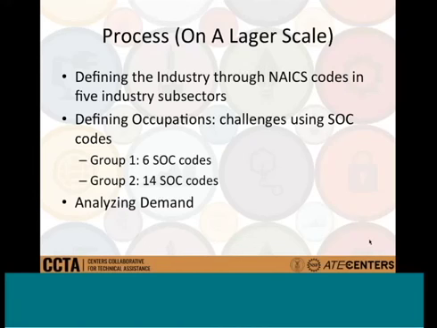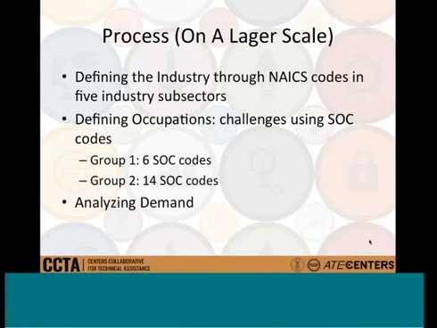Okay, they got their 5 sectors. Next, what are the occupations? Well, he told me, look, these SOC codes, they can be challenging. He says they don't always represent what's out there. He says, I'm sorry, Mike, they just don't. But they did the best they could. They chose 2 groups. They said, let's do this, 6 groups here, 14 groups there, so at least we can know what we're talking about. We'll be able to analyze our results in these 2 areas.